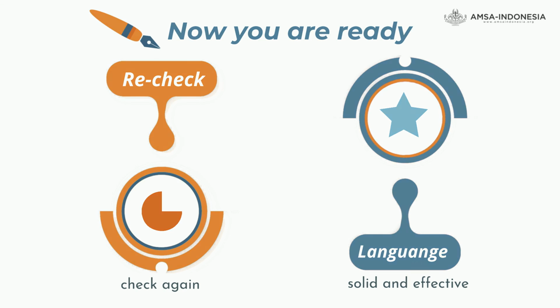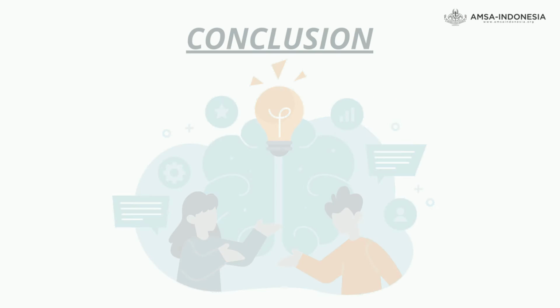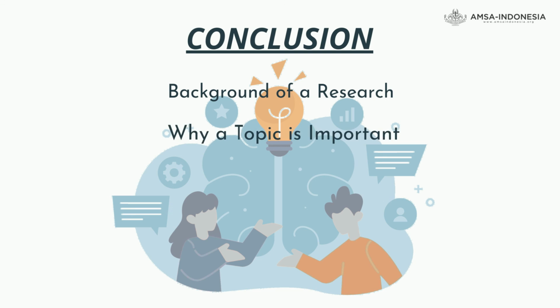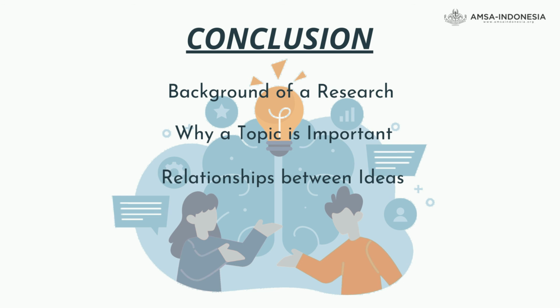In conclusion, now we know why literature review is important. It explains the background of a certain research. It demonstrates why a topic is important to its subject area. It discovers relationships between research studies or ideas.